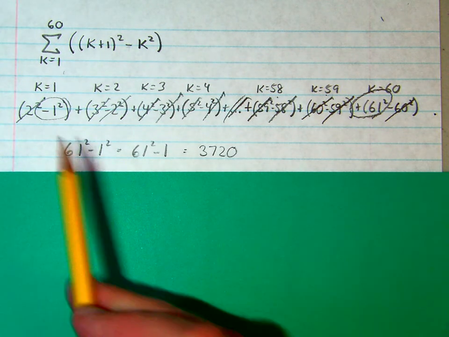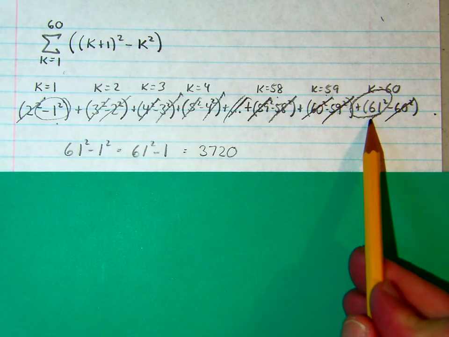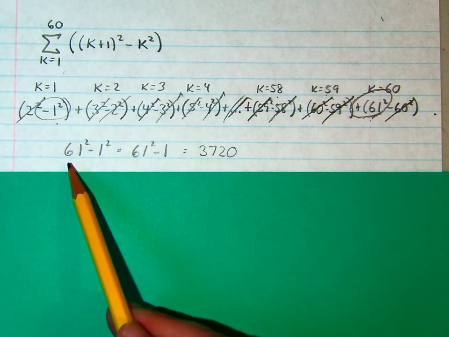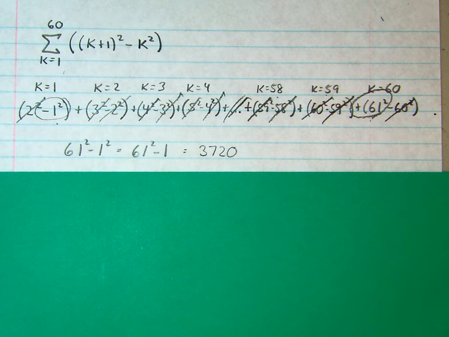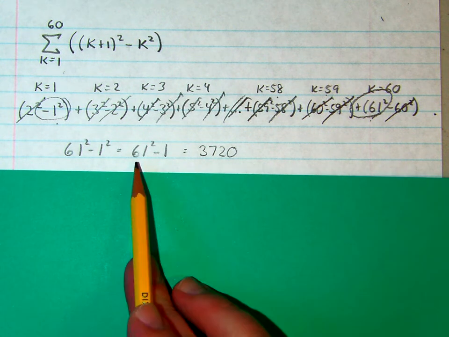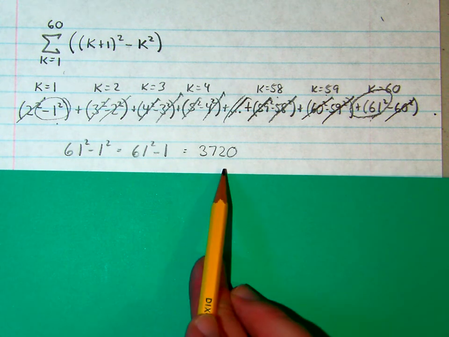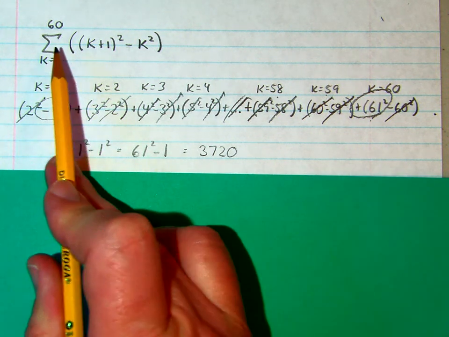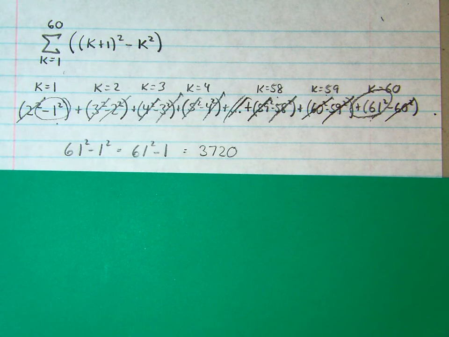So with the one term from the beginning and the one term from the end, this evaluates to 61 squared minus 1 squared. Very often you would just leave it like that. It would be more common than actually multiplying it out, especially if the upper limit of summation was like 600 instead of 60. You wouldn't be able to get a numerical value on your calculator. So either version of that final answer would be acceptable.